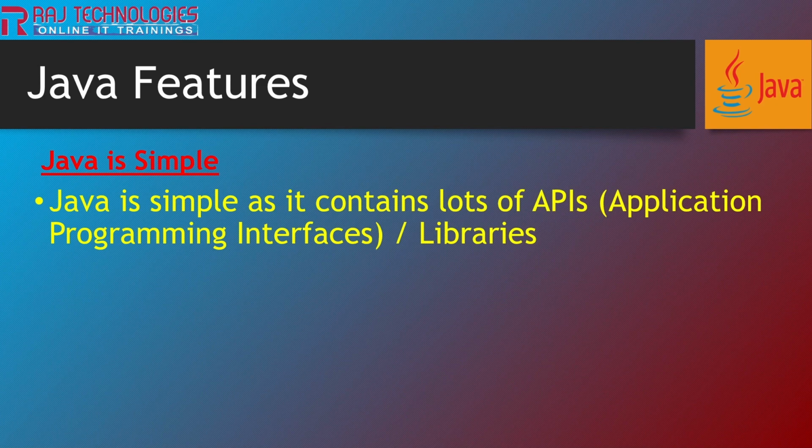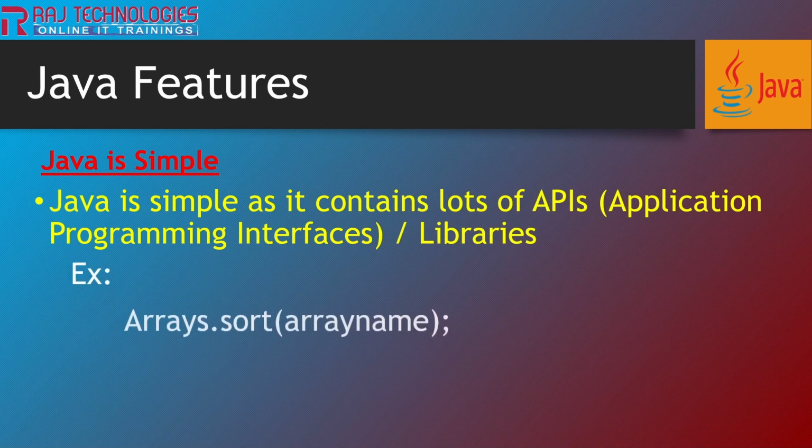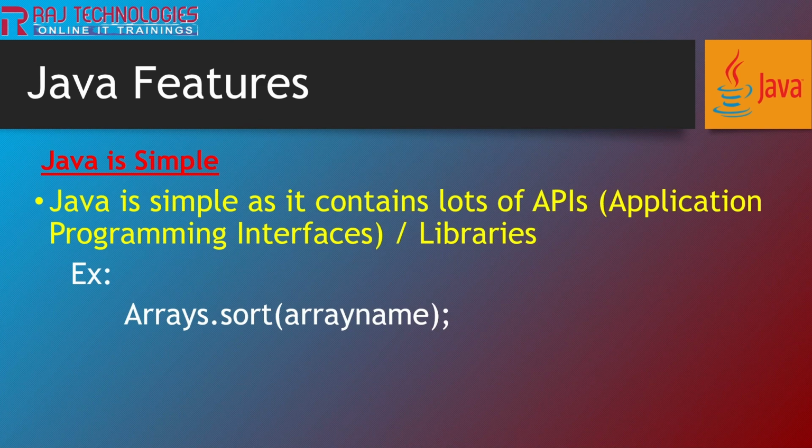As the days go on, I'll even show you how to browse the API, and how to complete a task using the API. For example, in Java, we have a predefined class called Arrays, which contains a method sort, and if you just pass the array name to this sort method, this single line of code is going to sort the elements present in the array. In that way, our Java coding is becoming simple to us because of these APIs.